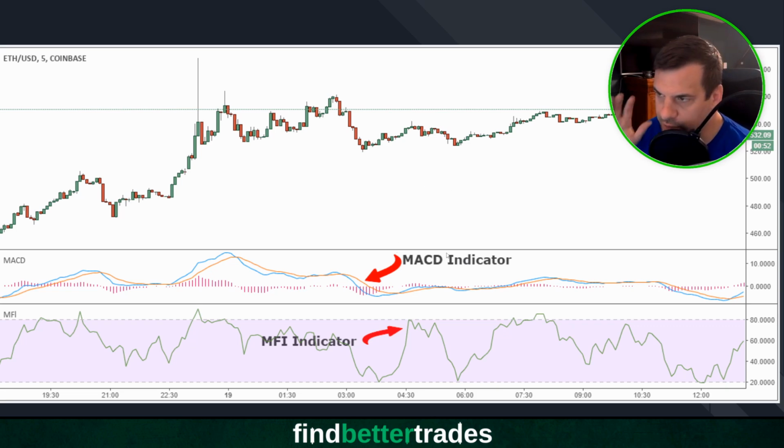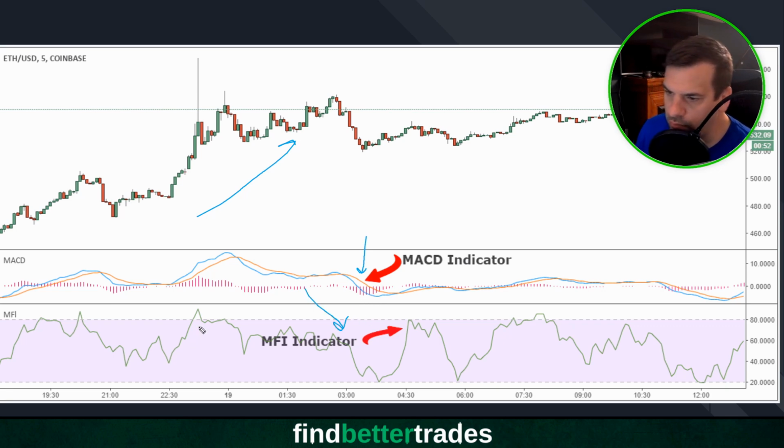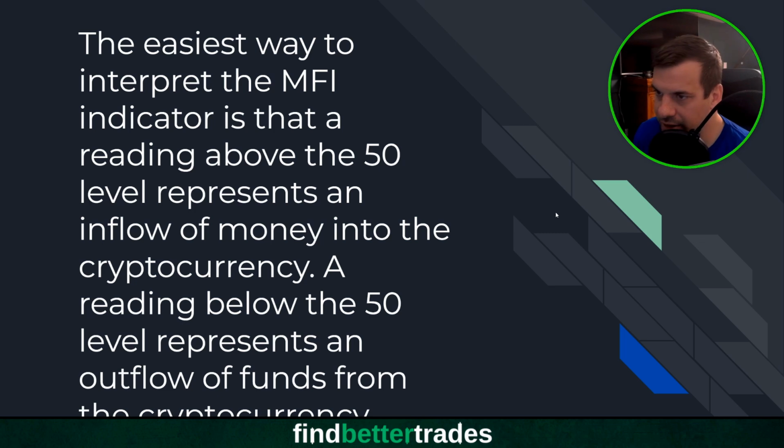So here are the two indicators combined on the chart. Up here is your chart, and then these will be the oscillators. Here's the MACD, and then here's the MFI. You'll see different readings, at the top and at the bottom. We have a really great strategy on exactly how to use these two with Ethereum.